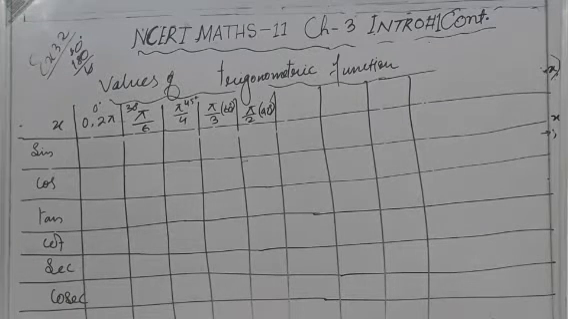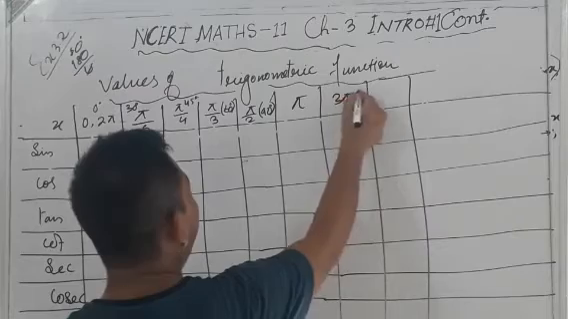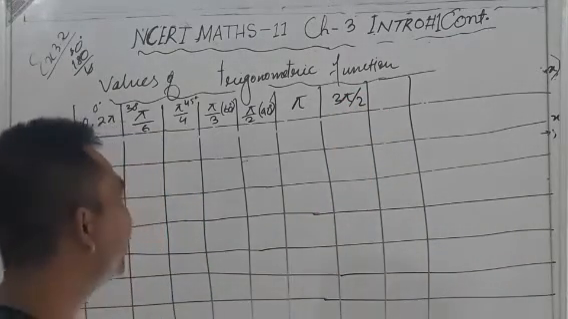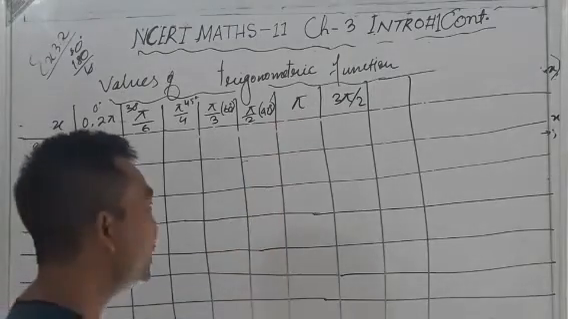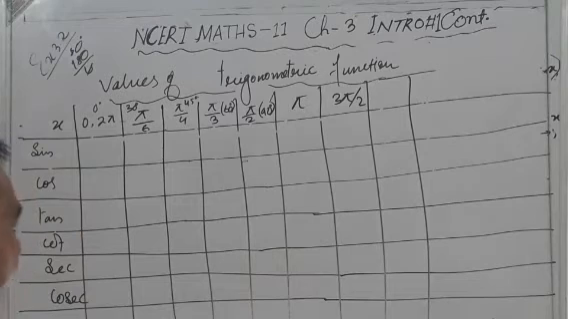Okay, because we have to add pi and then 3 pi, correct? Pi and 3 pi by 2. 3 pi by 2 means what? That is 270. Okay, pi means what? 180. 3 pi divided by 2 means what? That is 270 degree, correct?